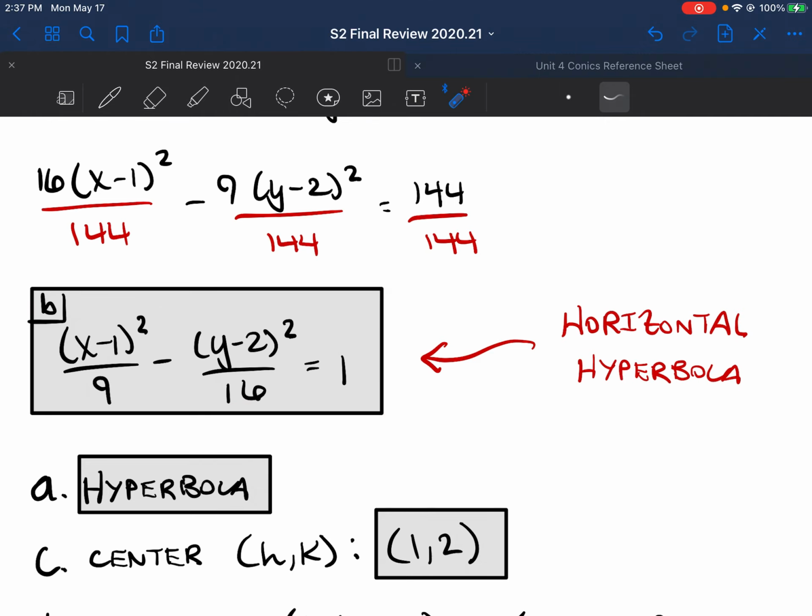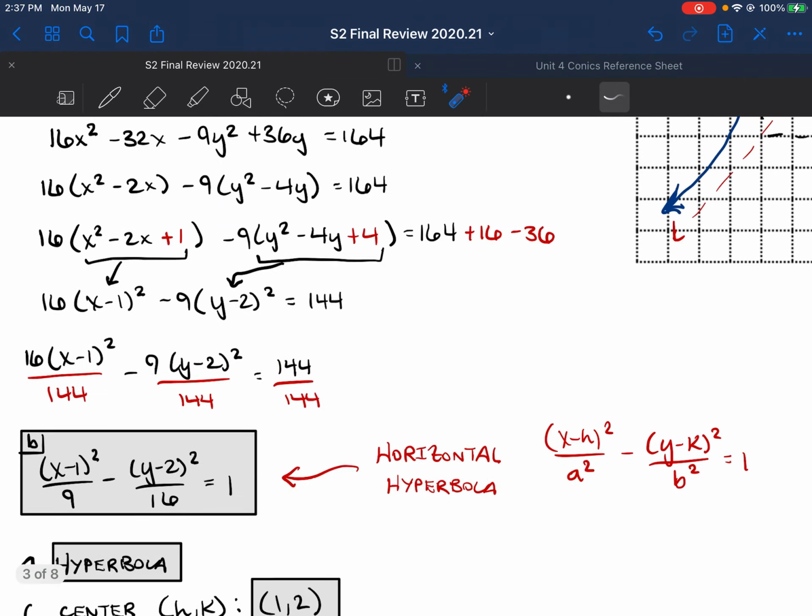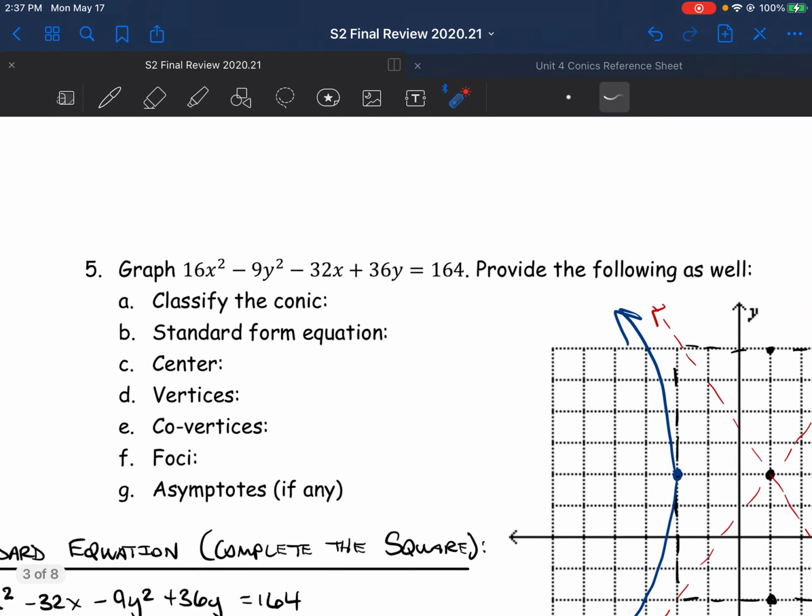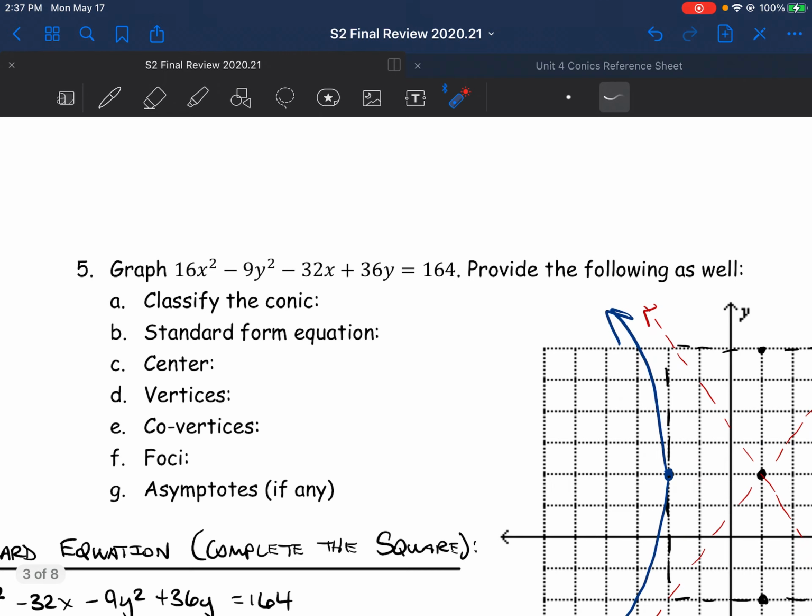Now, looking at this, I can automatically tell that this is going to be a hyperbola because of the minus sign in the middle. That's not the only way that you could have told. There's actually a couple ways. When you go to graph it, you'll see pretty clearly that it's going to be a hyperbola.